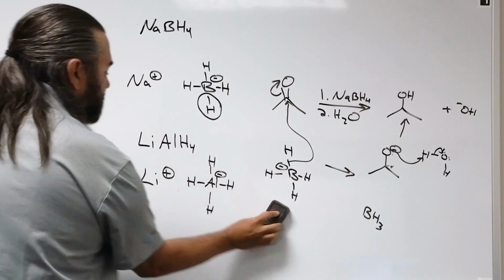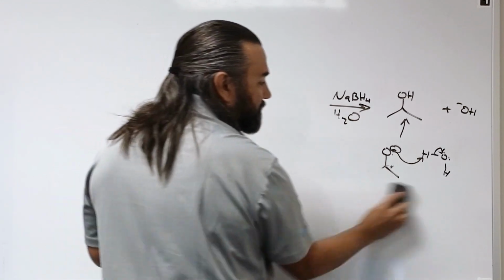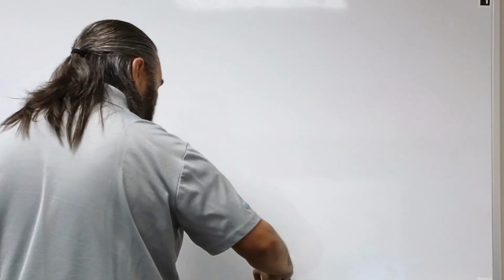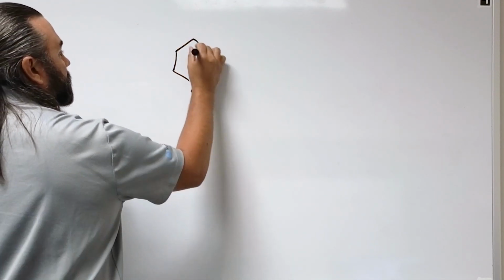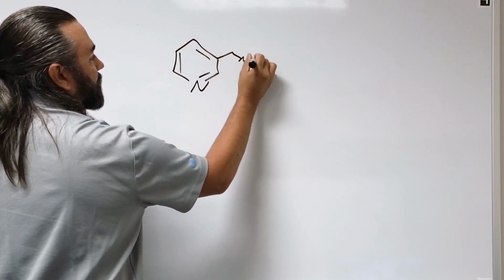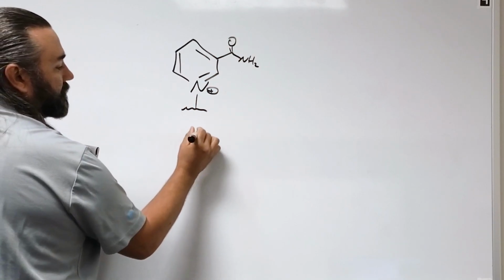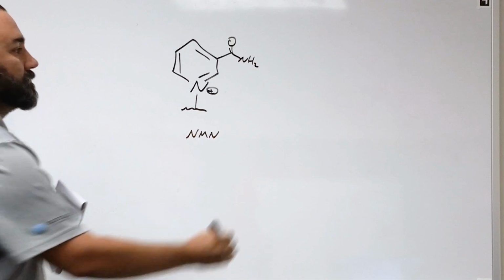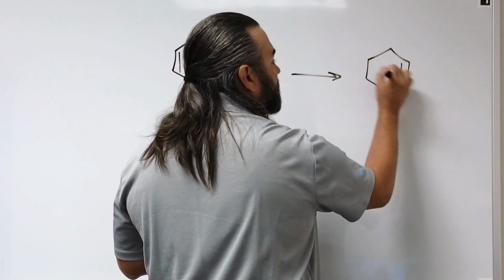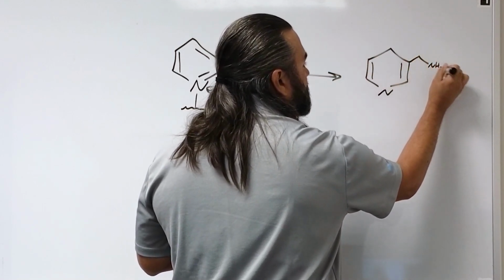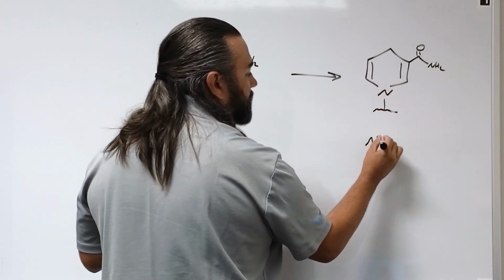So if we want to reduce NMN to reduced NMN, as was proposed in the Reddit post, we need to do the same thing. So here is our shorthand for NMN. Here's our structure for reduced NMN. Again, shorthand, so I don't have to draw the rest of the molecule, NMNH.